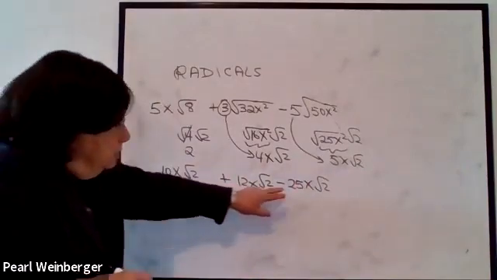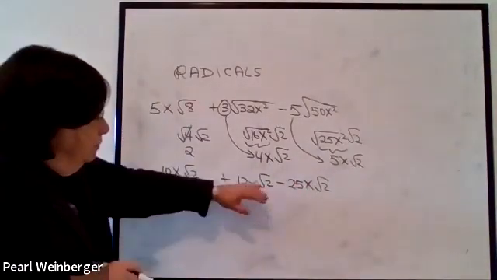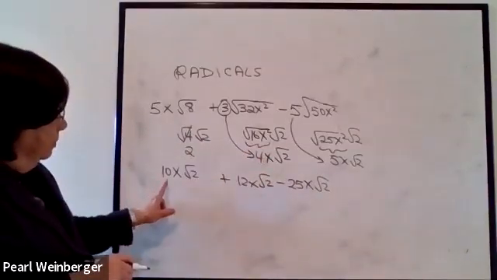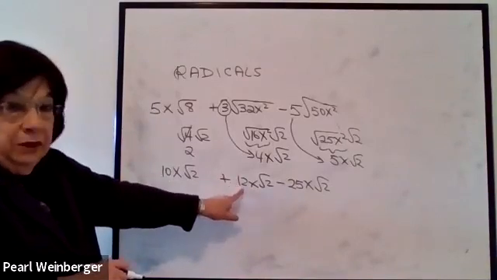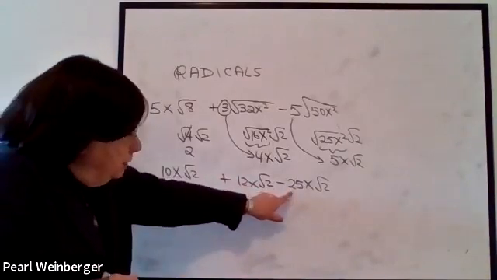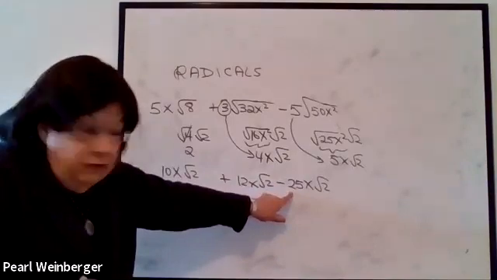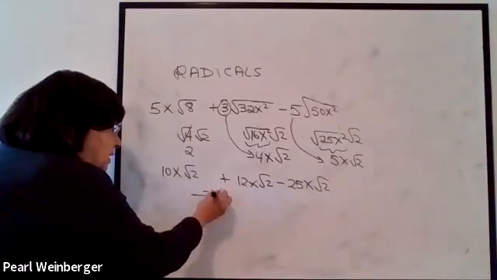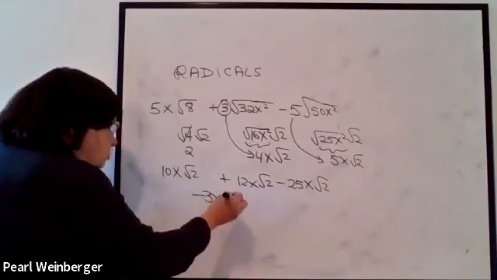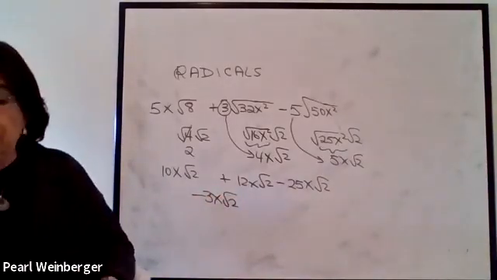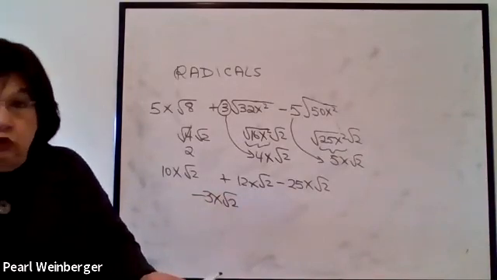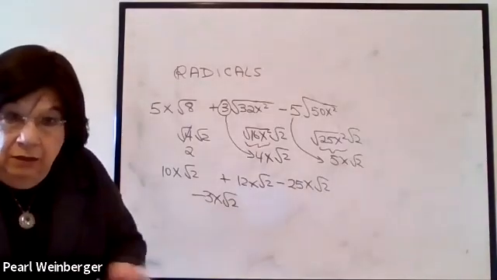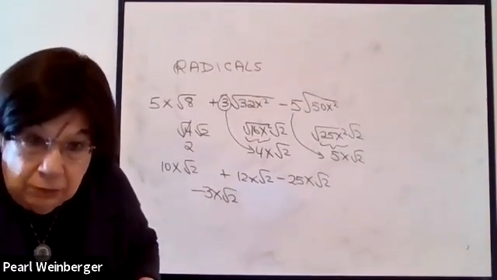And if I look at it now, these are all like terms. The radicals are the same and the variables are the same. The only thing that's different are the coefficients, so I add them. The 10 and the 12 give me 22. 22 minus 25 gives me negative 3. So this becomes negative 3x radical 2. So we see that it is very important to be able to simplify these radicals, because then we can add or subtract them.